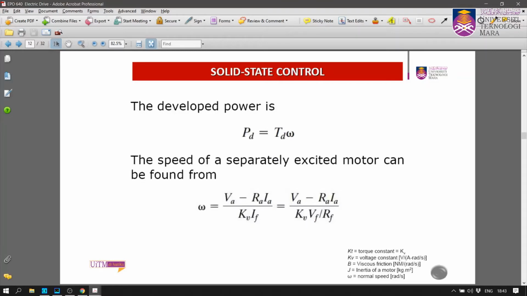The developed power is, of course, we know, the developed power equals omega times torque. The speed of the separately excited motor can be found from this. So there are many equations to write the omega. This is in terms of IF or RF. Just now we have it in terms of flux.